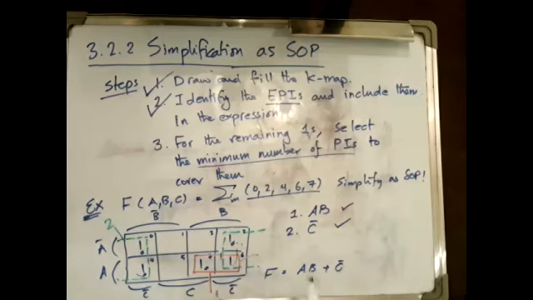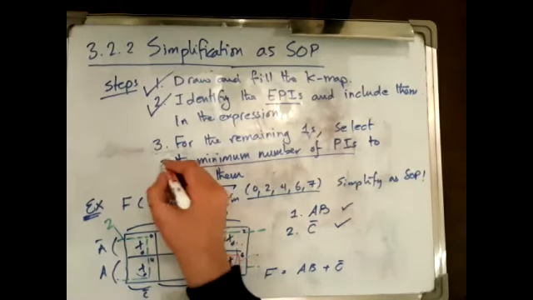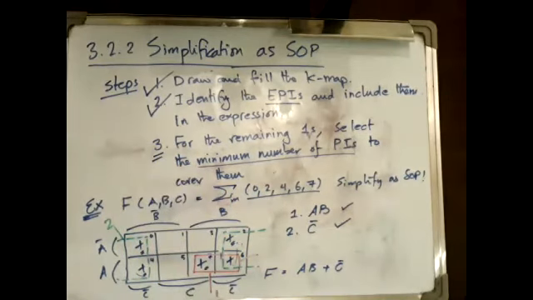If we use these 2 prime implicants, then we cover this one, this one, this one, this one, and this one. So essentially we covered all the ones. We don't have remaining ones. And this is a very simple example. So the function is simply this as a sum of products.